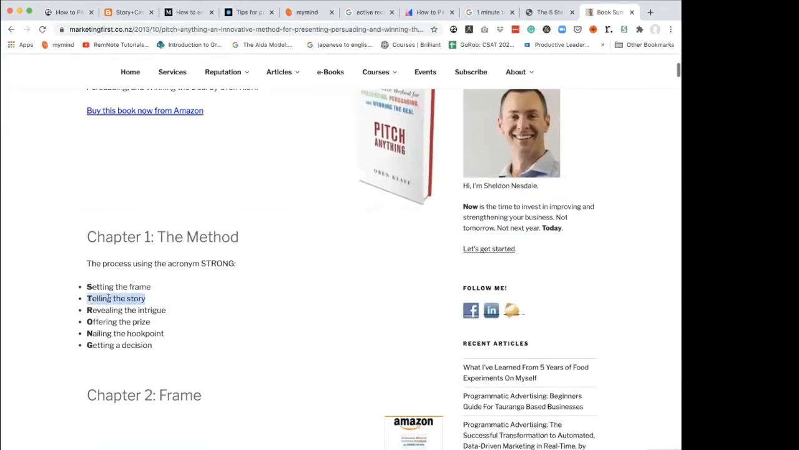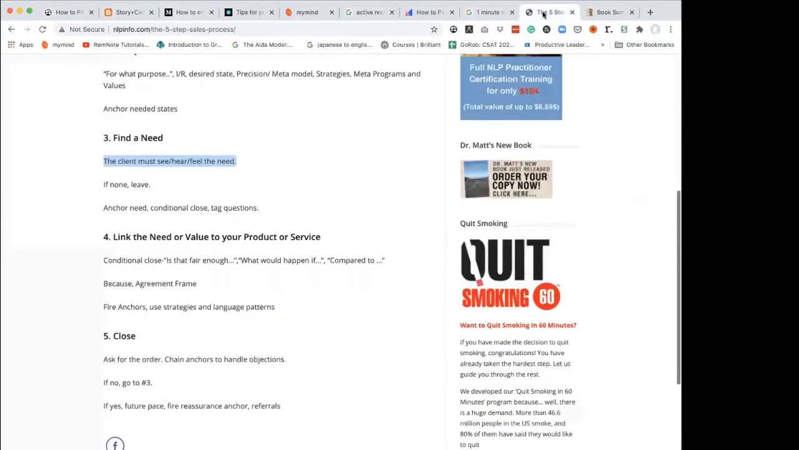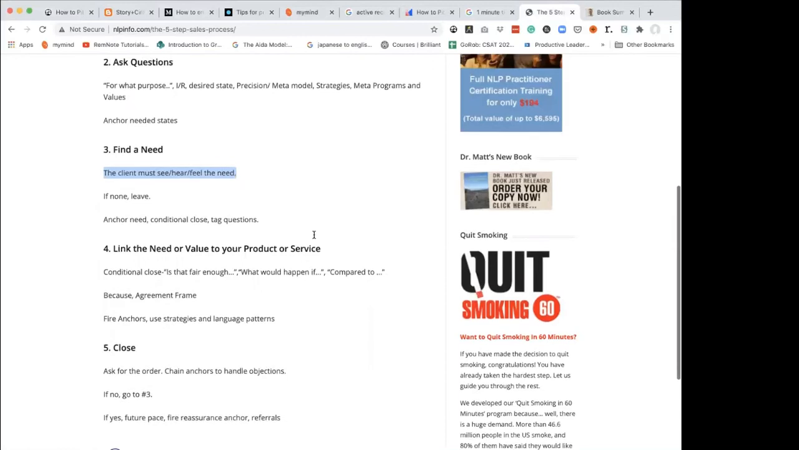Meron siyang framework na setting the frame, and then telling the story, revealing the intrigue, offering the price, nailing the hook point, getting a decision. So, very similar doon sa 5-step sales process. Itong dalawang to, for me, very, very useful na techniques.